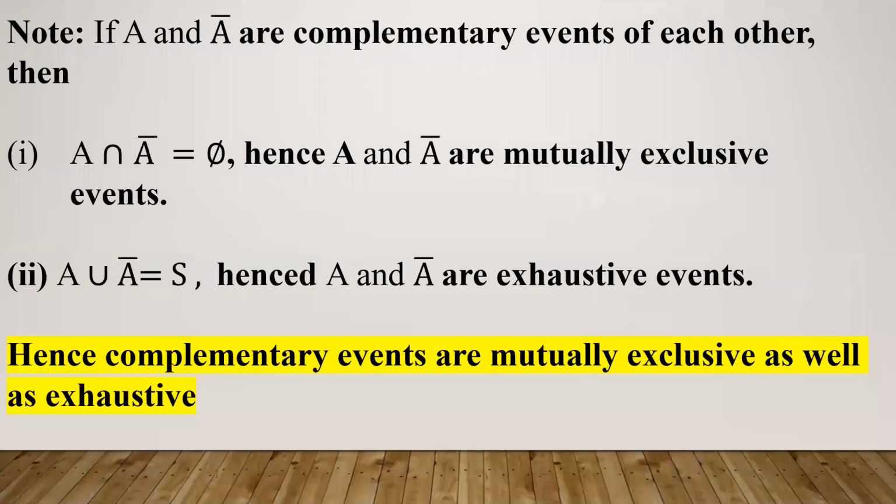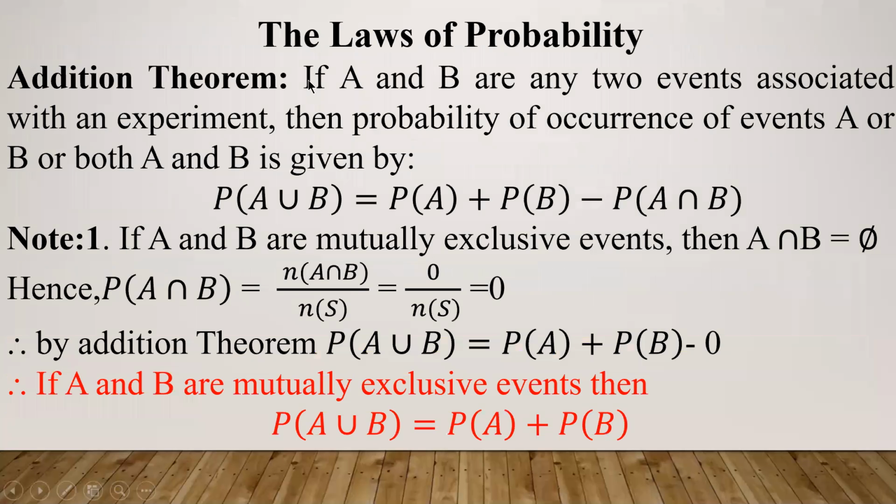Today we will see the addition and multiplication theorem. So the first one, the addition theorem, states that if A and B are any two events associated with an experiment, then the probability of occurrence of either of the two events, meaning either A or B, that is the probability of A union B, is given by probability of A plus probability of B minus probability of A intersection B.